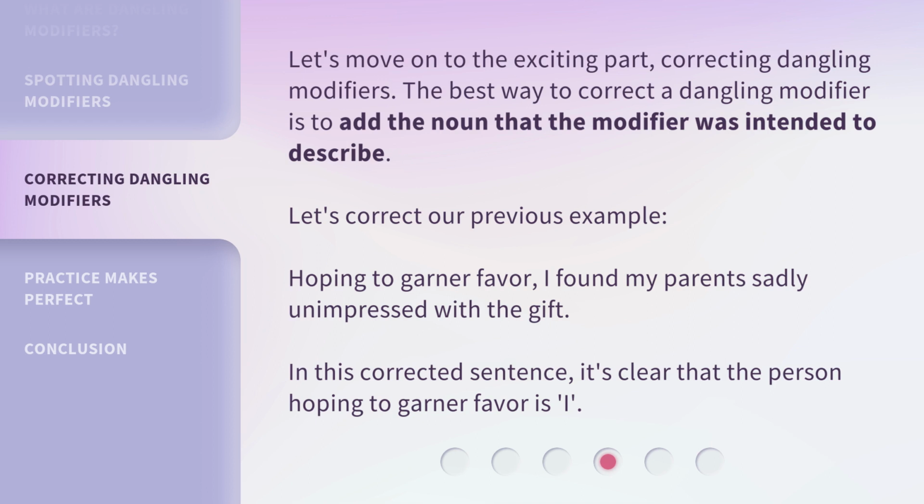Hoping to garner favor, I found my parents sadly unimpressed with the gift. In this corrected sentence, it's clear that the person hoping to garner favor is I.